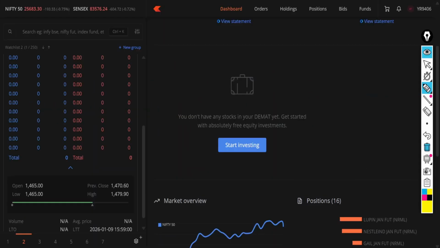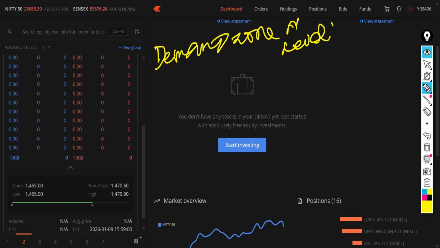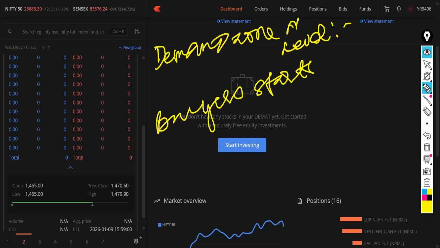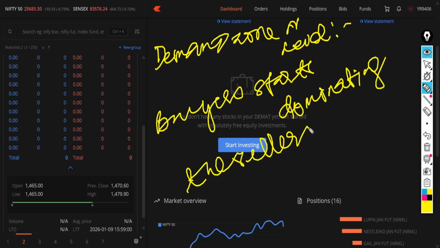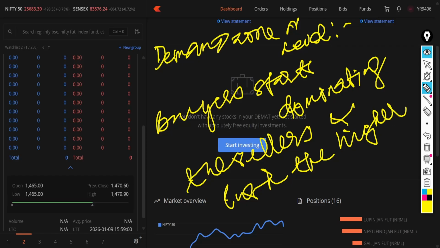So if we define the demand and supply, then what can be the definition for demand zone? So demand zone or level will be that level where buyers start dominating the sellers and push the price higher.